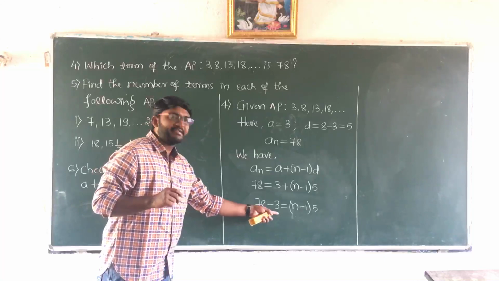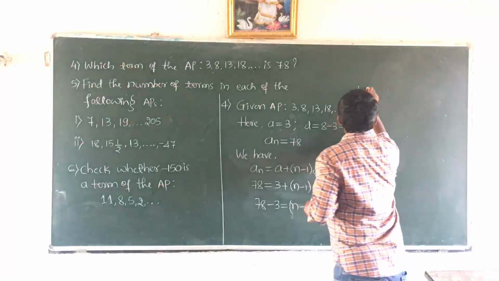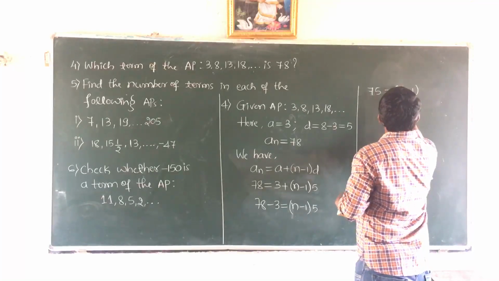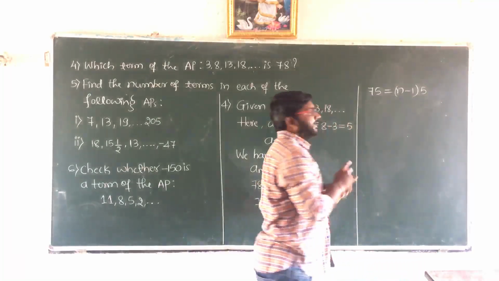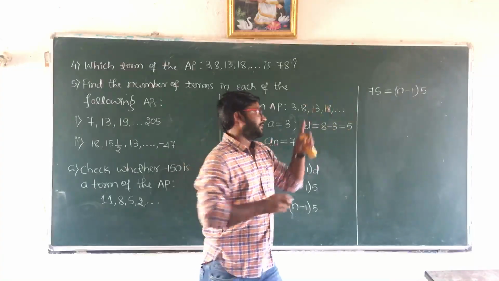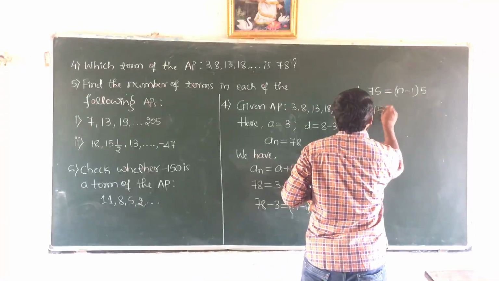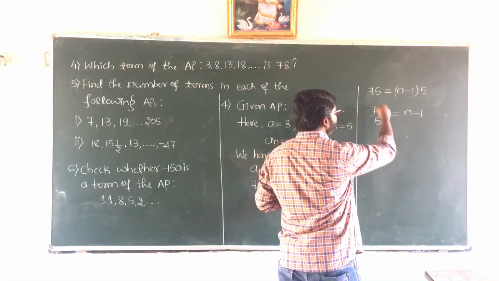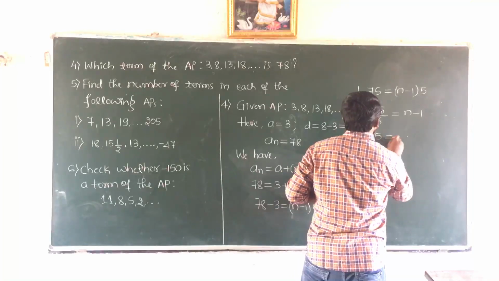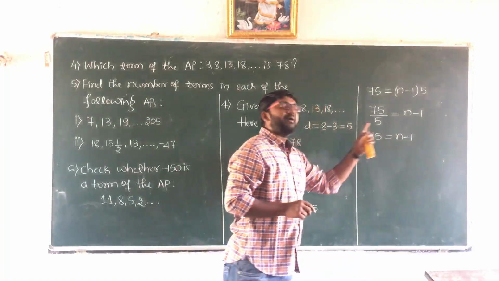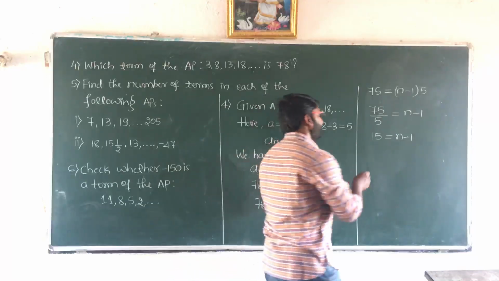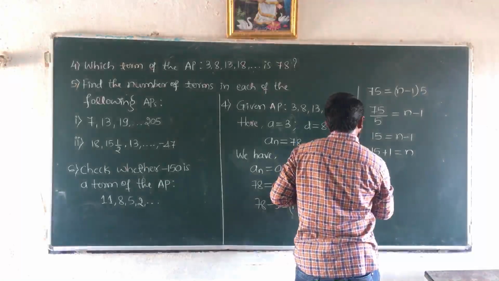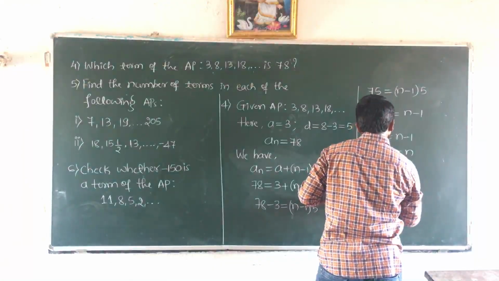So what is 78 minus 3? It is 75. So we get 75, which is equal to N minus 1 into 5. Now take 5 to the LHS, it goes to the denominator. So we get 75 divided by 5, which is equal to N minus 1. After simplifying this, we get 15, which is equal to N minus 1. Now take minus 1 to the LHS, we get plus 1. So 15 plus 1 is equal to N, or N is equal to 16.